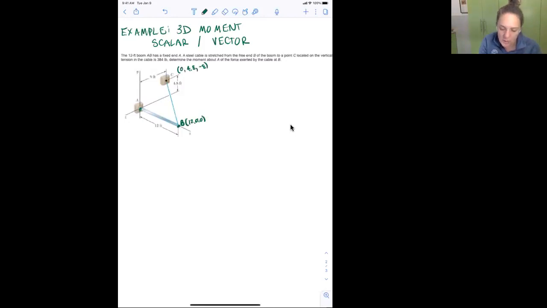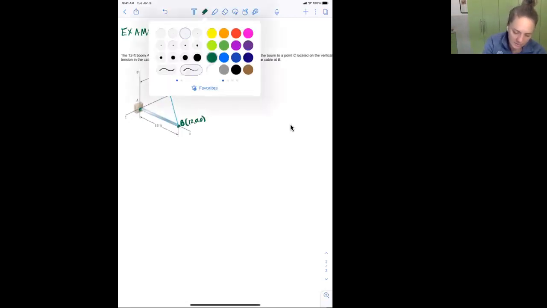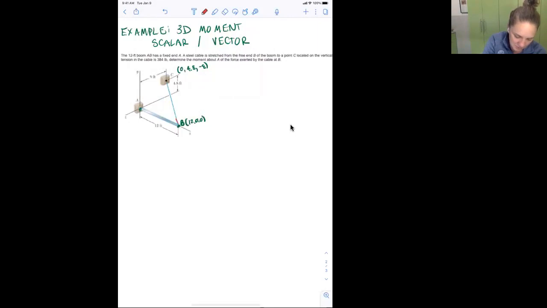And we want to determine the moment about A of the force exerted by this cable at B. So we have a force here. We know the magnitude of this force, which is 384 pounds. We want to determine the moment of that force exerted at point A.